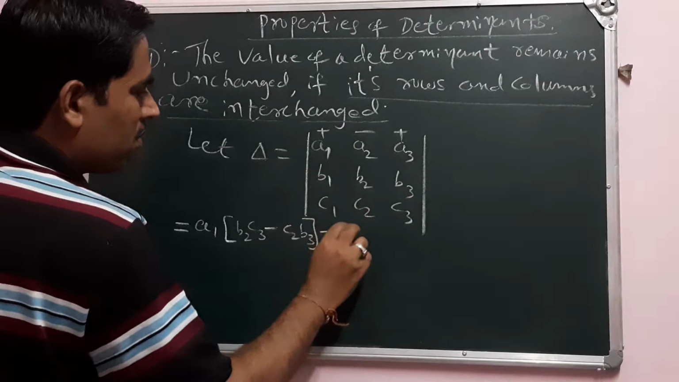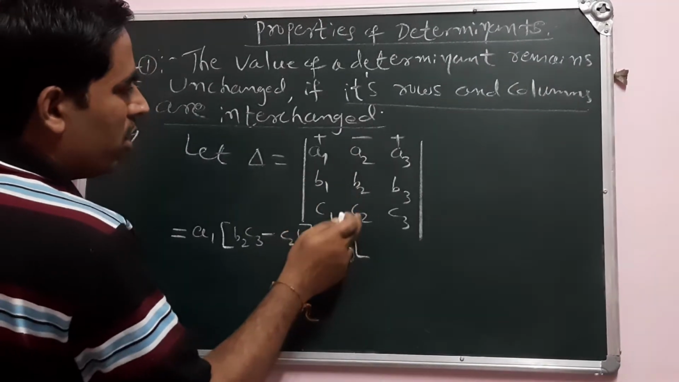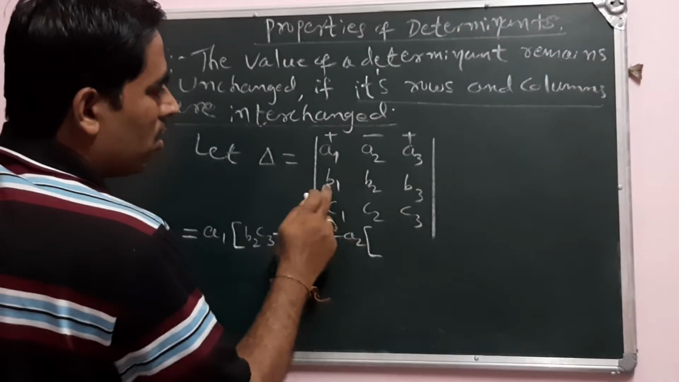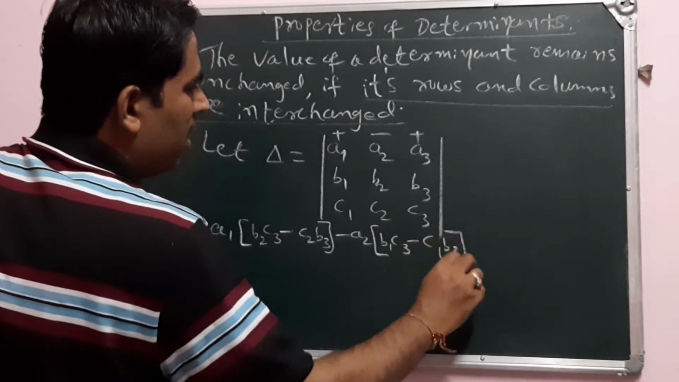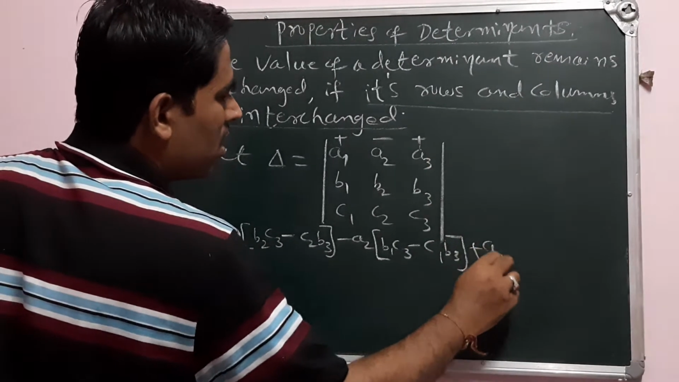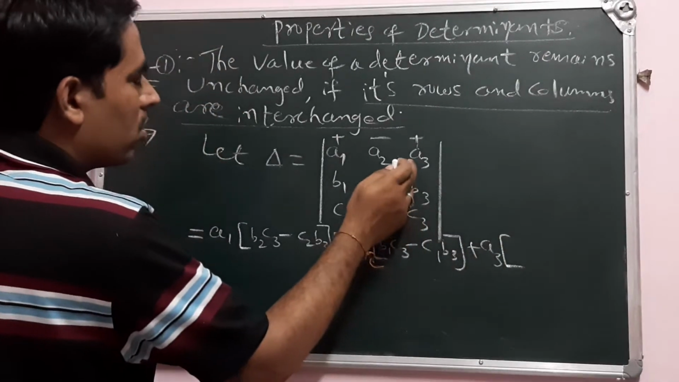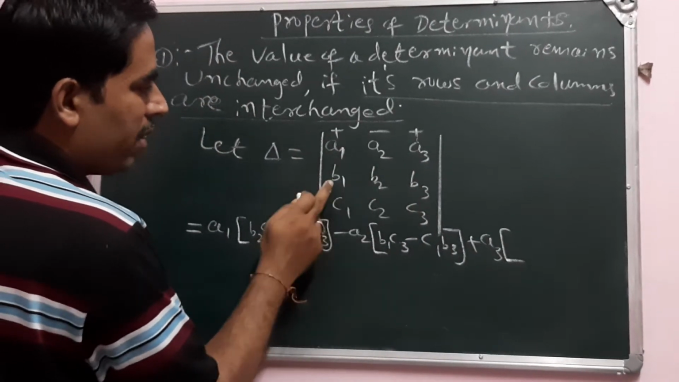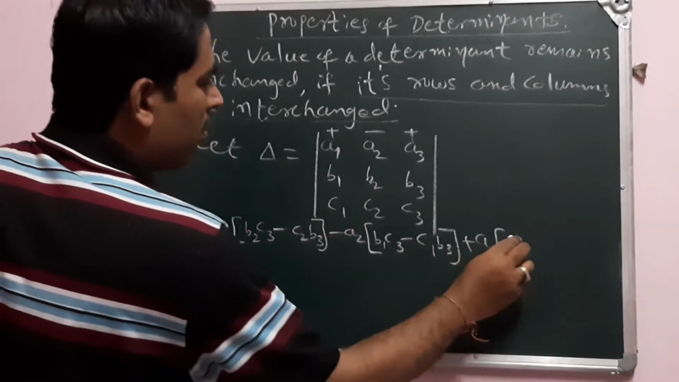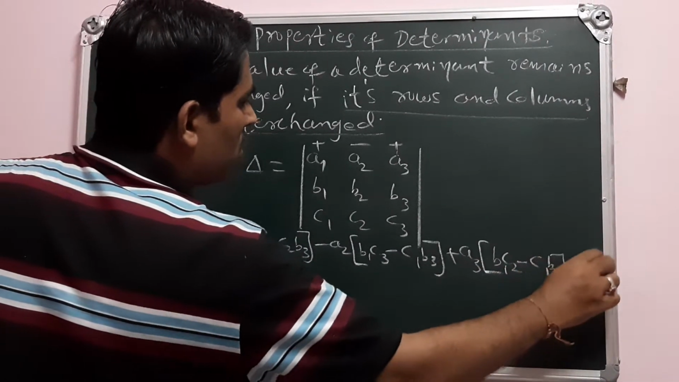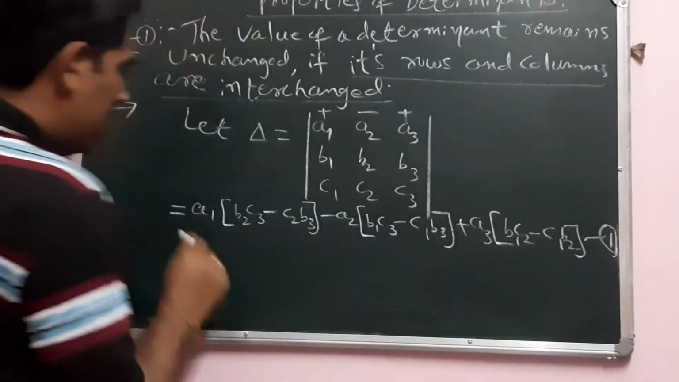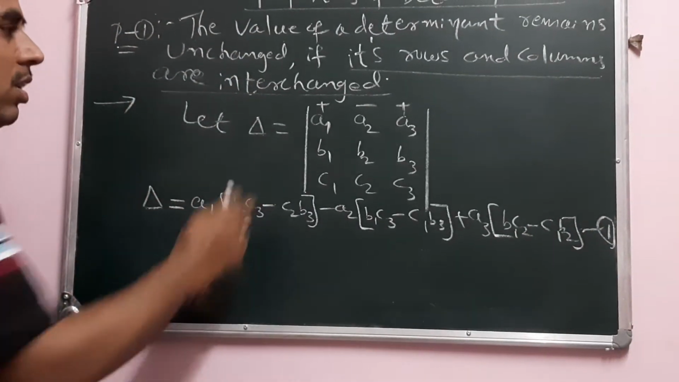Minus A2 into, you leave this column and this row, so B1 C3 minus C1 B3. The last one is plus A3, leaving this column and this row, so I will get these 4 elements and I can take the product here: B1 C2 minus C1 B2. Let me call this equation 1. This is the expansion of this determinant.